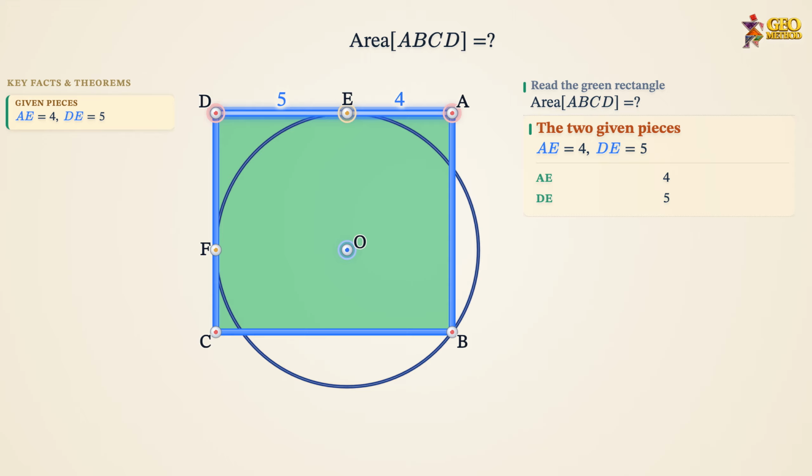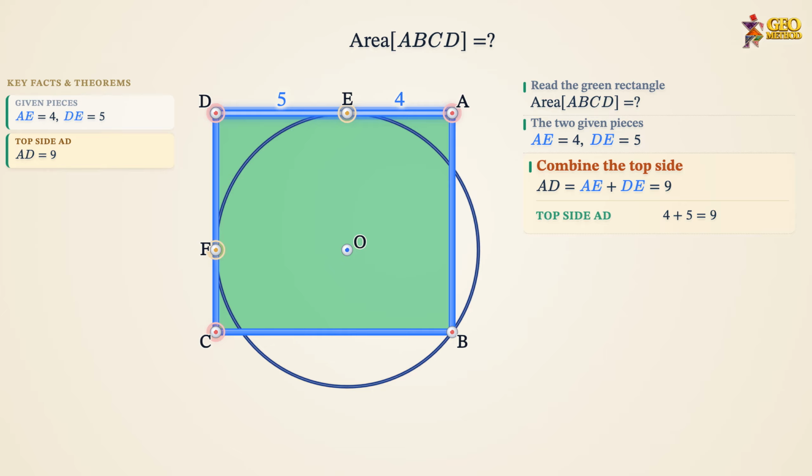These two lengths are our only numbers, so everything is built from them. The whole top side AD is those two pieces laid end to end. 4 plus 5 gives AD equal to 9. One factor in the rectangle's area.